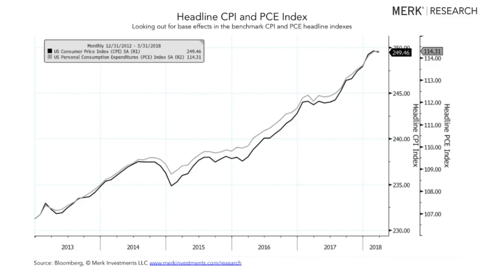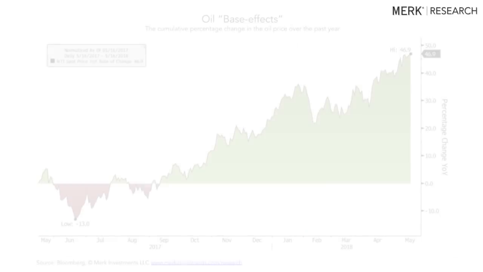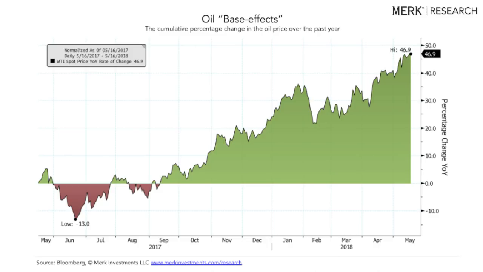One of the biggest drivers for base effects is the oil price. You can see there on chart 3 the cumulative 1-year percentage return for the oil price. It's been moving really steadily higher over the past year off of the dip down from June of 2017. So June of 2018, and this assumes a relatively stable or higher trending oil price over the next month or so, you would expect to have the greatest year-over-year percentage increase in June 2018 compared to June 2017.